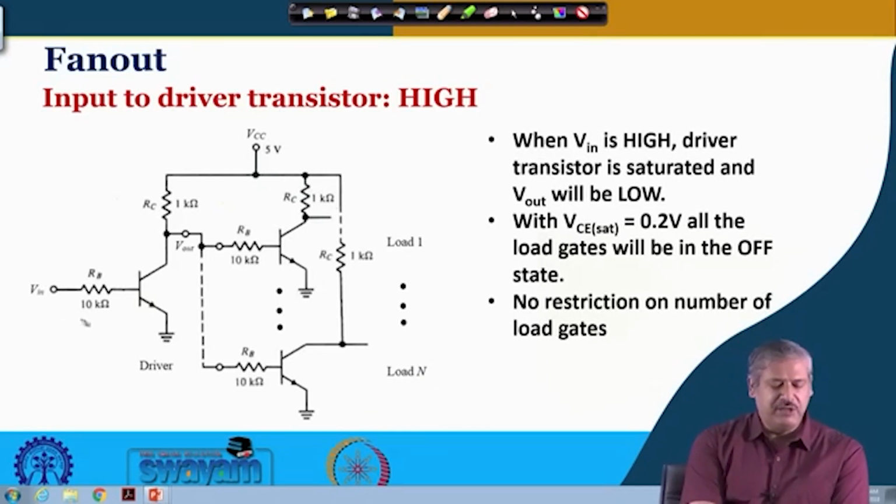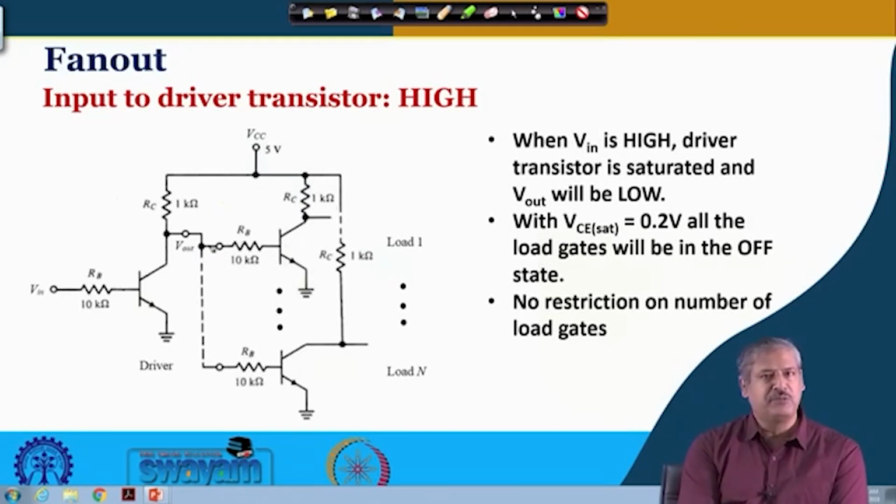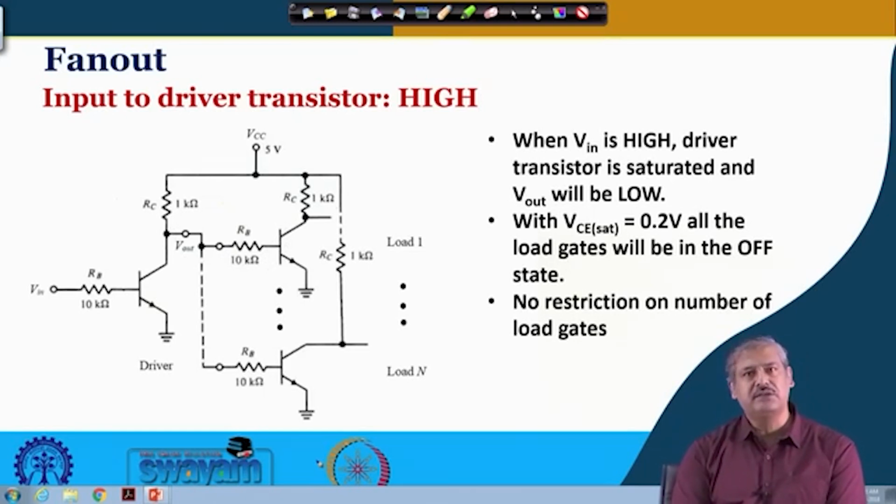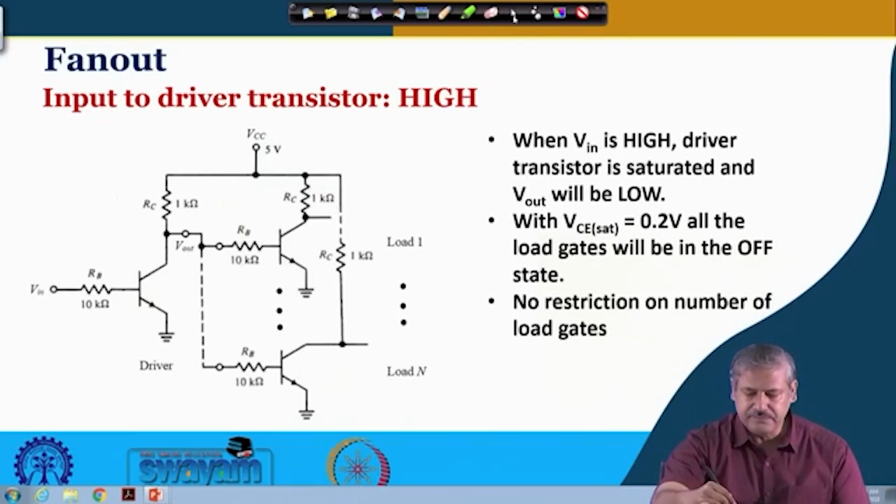At the input side, when the input is say logic high, what will be the value here? The output will be low, say 0.2 volt or so, or even less. Then none of these load transistors will be on because the presence is 0.2 volt. Since it is not drawing any current, you can connect many such load gates, load inverters, without any difficulty. Is it clear?